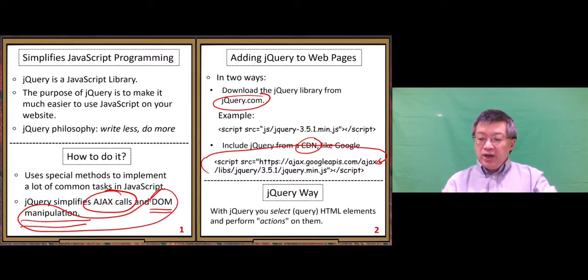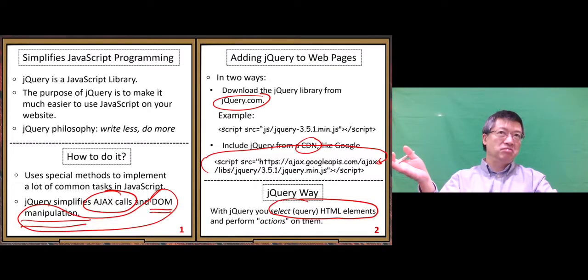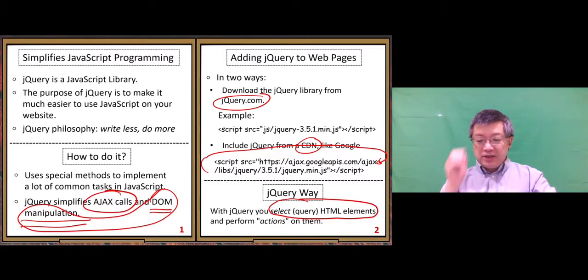With jQuery, you select. Typically you do things in two steps. The first step, select HTML elements, using a selector. You know the CSS selector, right? So you have the background of CSS selector. In jQuery, we use that CSS way to select HTML elements.